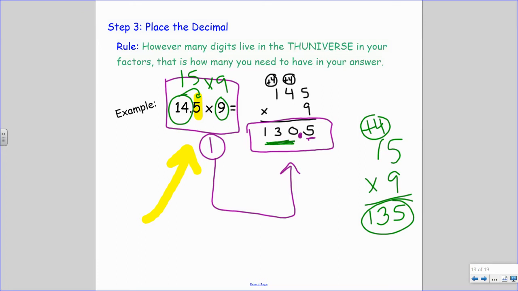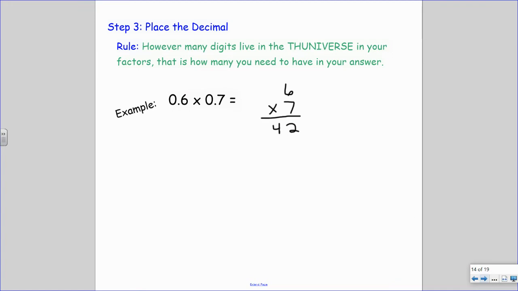That's going to be the best placement of the decimal for that to happen. All right, take a look at this one. See if you can figure out how many digits live in the Thuniverse here. If you said 2, you are correct. The 6 and the 7. And so when I put the decimal in the Thuniverse, I want there to be 2 in the Thuniverse in my answer. And there are.